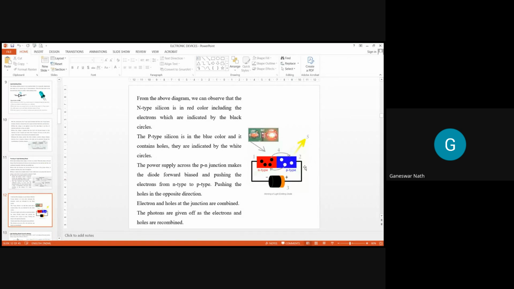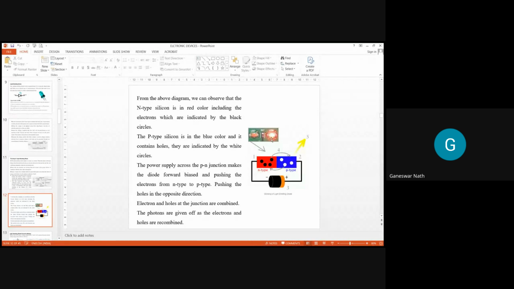When this voltage is applied across this semiconductor, the electron moves from this region, and the vacancy which is created is filled, or when the electron moves to this region, it creates a hole. Like that, recombination takes place inside the junction, and you can find that light is emitted. And this is the LED.